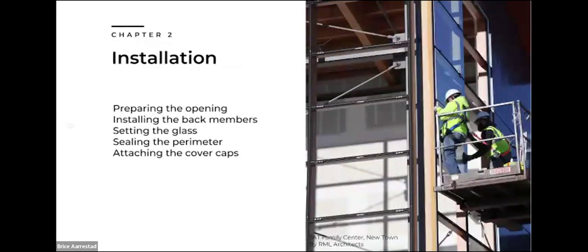So how do you install it? Like a conventional curtain wall, you're preparing the opening, wrapping, flashing, you're then setting your structural anchors, and then installing the back members. After that, it's setting the glass. So installing the back members, installing the horizontals, and setting the glass, sealing the perimeter, and then attaching cover caps. So it really does go together like a kit of parts, like a kit of Legos almost.